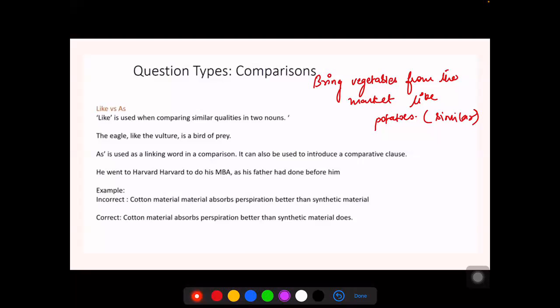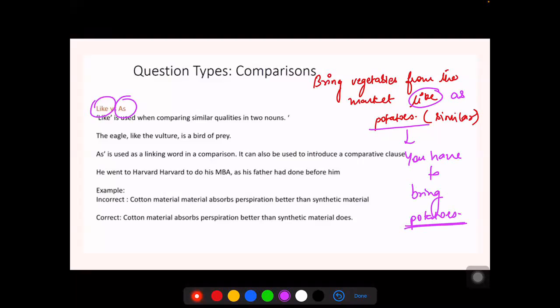But if I use the word "as" here, bring vegetables from the market as potatoes, that means you have to bring potatoes only. You can't bring any other vegetable which looks like potatoes. So you have to bring the same vegetable which I'm talking about. So this is the basic difference between "like" and "as", right?